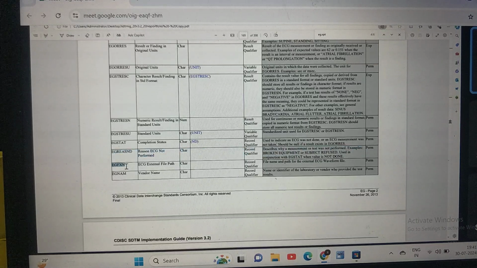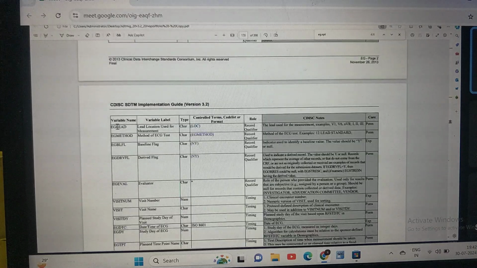So EGXFN, the ECG external file path, okay? Sometimes, as I said, this ECG also comes from the vendor. So if there is any vendor, we can put that. The EGNAM also is the vendor name, that particular path and the vendor name. And then EGLEAD, the location of the lead used for the measurements, okay? This is one of the medical terminology. So which lead is this? Like V1 to V6, aVR, I, II, III, these are some kinds of leads.